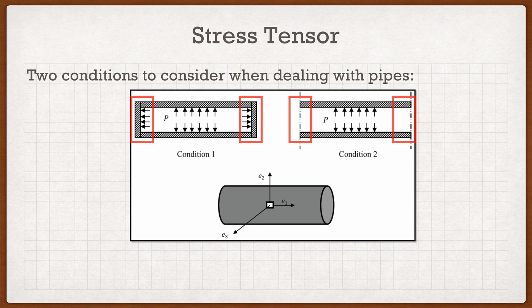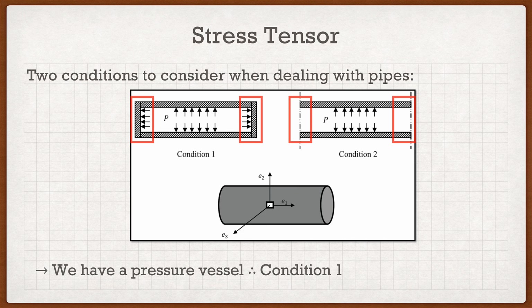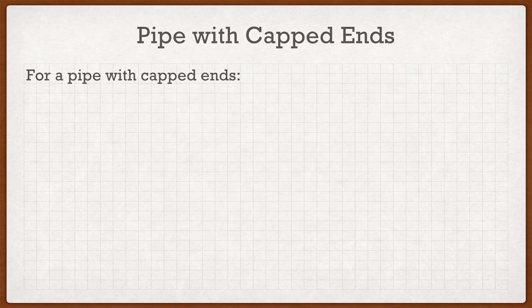So if we look back at the question that we're given, we know that we have a pressure vessel. We don't have an infinitely long pipeline. So for us, we have condition number 1. And this is going to be very important because with condition number 1, we can actually find the stress tensor. So for a pipe with capped ends, the stress tensor is given as follows, where we have sigma 11, sigma 22, and the rest are zeros.